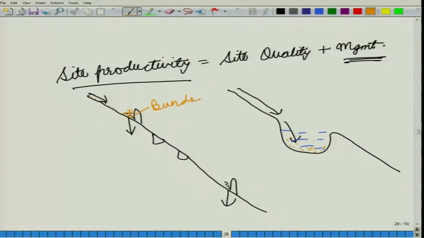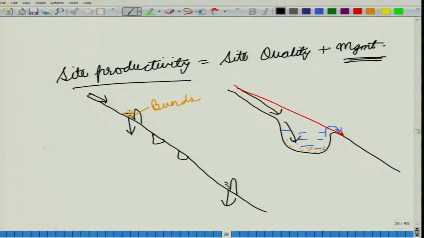So, when this water goes out again, the speed will be much less than the water that would have directly moved from this point to this point. So, essentially when you are reducing the speed of water, you are allowing water to seep inside the soil, and you are also protecting all the soil and all the nutrients from erosion. So, you can have contoured trenches, contour gullies, bunds, or you can have a combination of these.